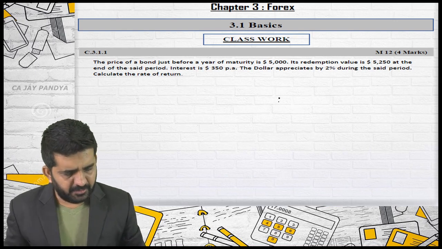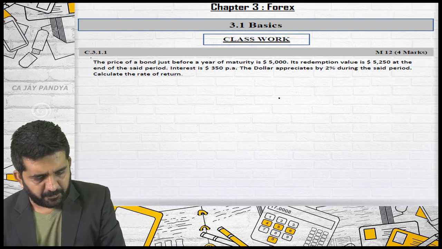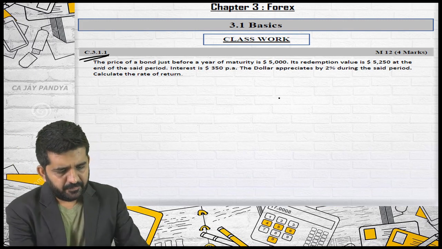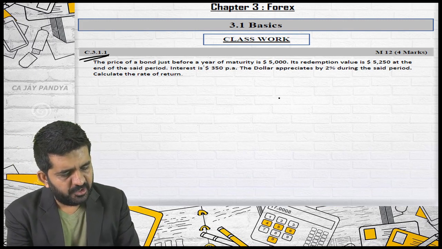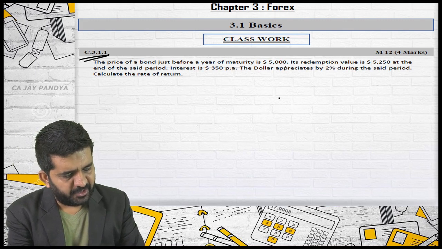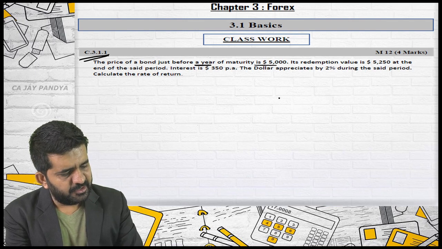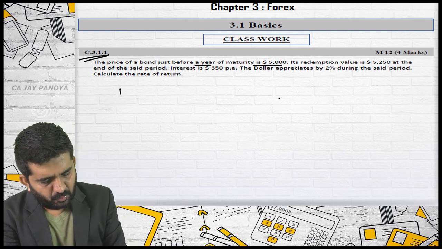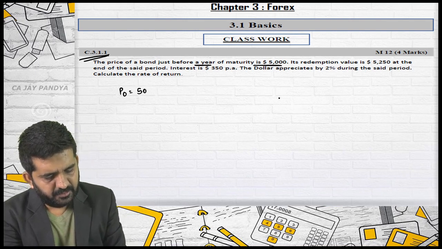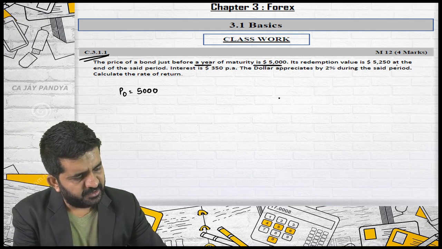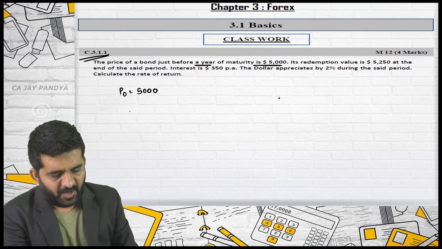So let us start with C 3.1.1. Easy question. The price of a bond just before a year of maturity, so there is 1 year to maturity, is $5,000. So what is the rate? 5,000 is today. Its redemption value is 5250.